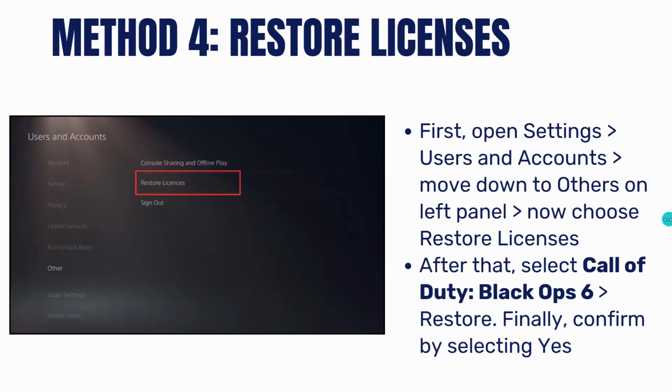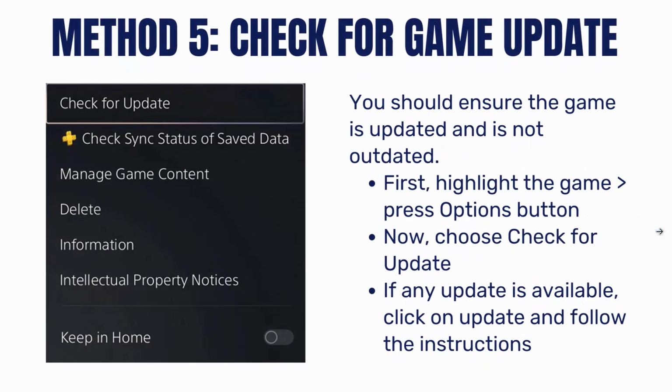If not, next method is to check for game update. You should ensure the game is updated and is not outdated. First, highlight the game, then press the options button. Now choose the check for update option, and if any update is available, click on update and then follow the instructions to proceed.